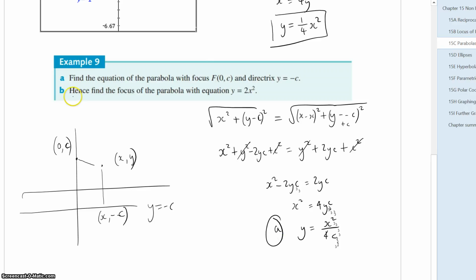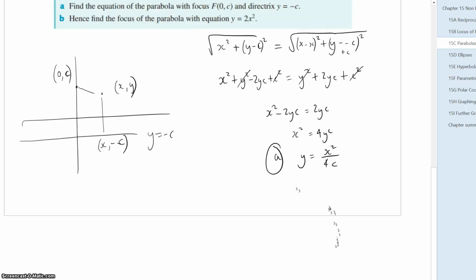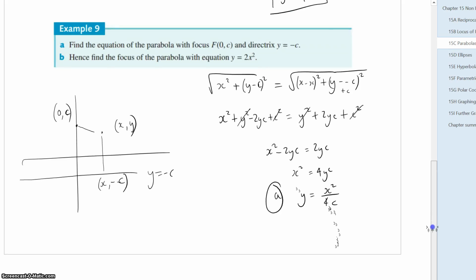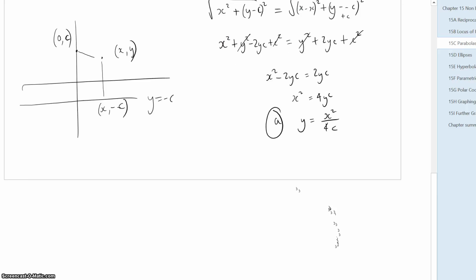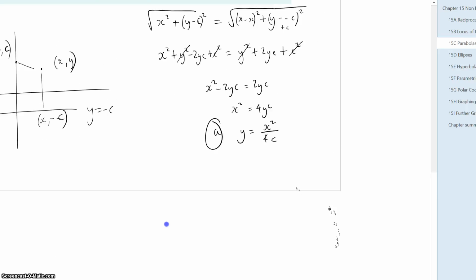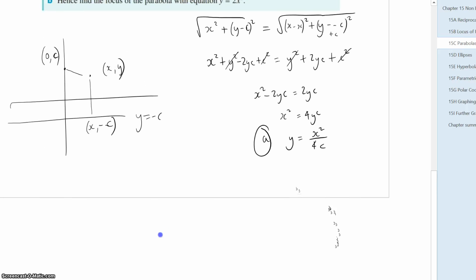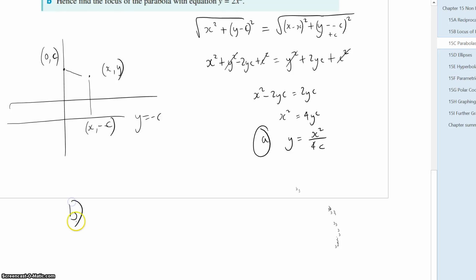Then B says hence find the focus of the parabola with equation y equals 2x squared. Okay, so it's going to be some sort of parabola around here somewhere, and we've got a particular one that we need to find. We've been told that y equals 2x squared, and now we're trying to find this value of c, or the focal point.